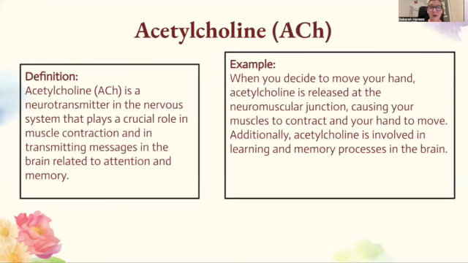We're going to start with acetylcholine. Acetylcholine is a neurotransmitter in the nervous system that plays a crucial role in muscle contraction and in transmitting messages in the brain related to attention and memory. Example, when you decide to move your hand, acetylcholine is released at the neuromuscular junction, causing your muscles to contract and your hand to move. Additionally, acetylcholine is involved in learning and memory processes in the brain.